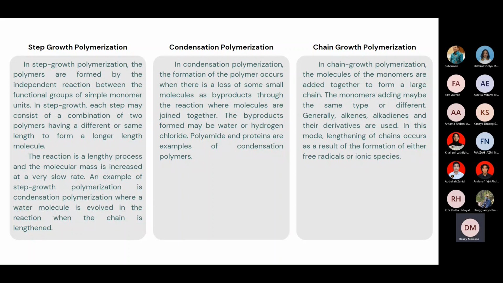And then the last is the chain growth polymerization. So the molecules of the monomers are added together to form a large chain. The monomers adding may be the same type or different. Generally, alkenes, alkadienes, and their derivatives are used. In this mode, lengthening of chains occurs as a result of the formation of either free radicals or ionic species.